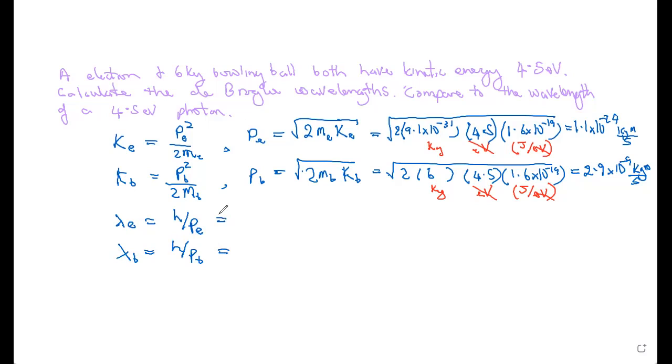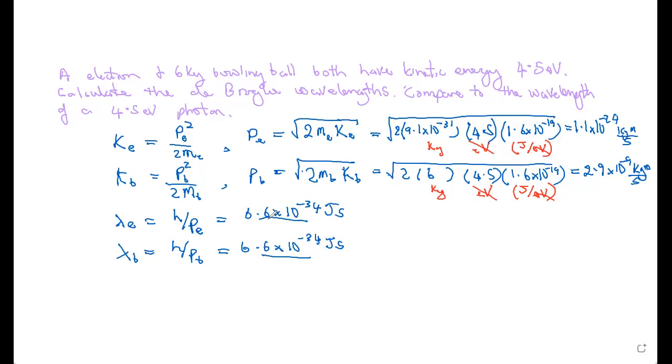And so all I've got to do now is fill in Planck's constant. I'm going to fill it in again in SI units. So that's 6.6 times 10 to the minus 34 joule seconds. And I need that both for the electron and I need it for the bowling ball. And then I'm going to divide by the momenta of the electron and the bowling ball.